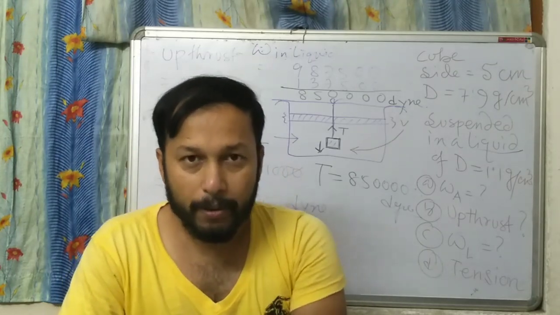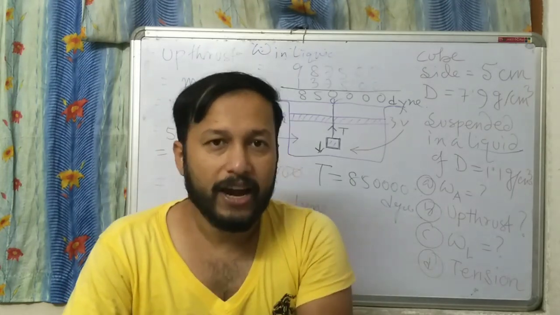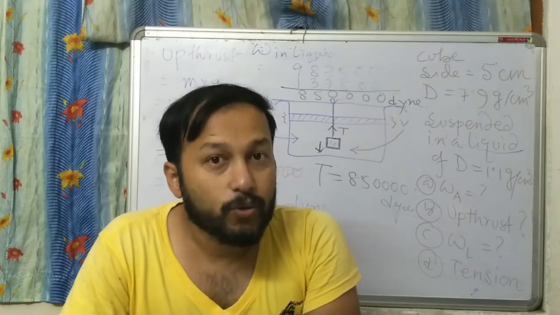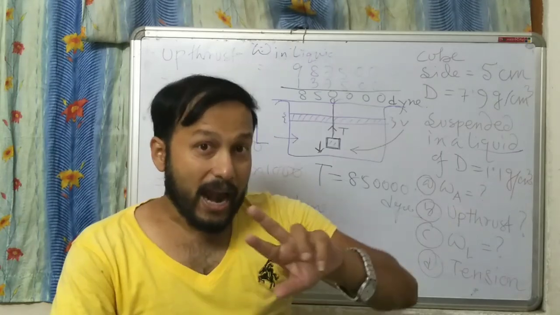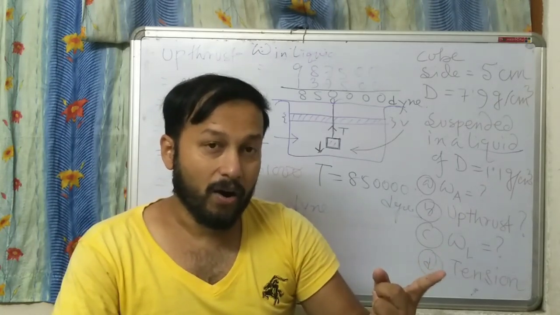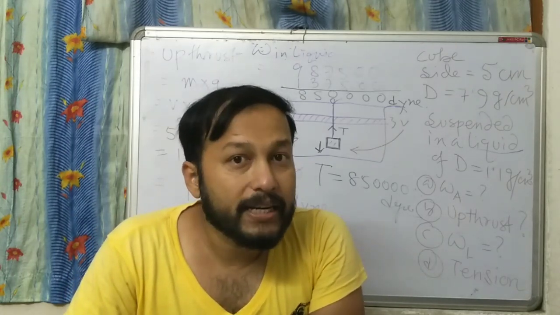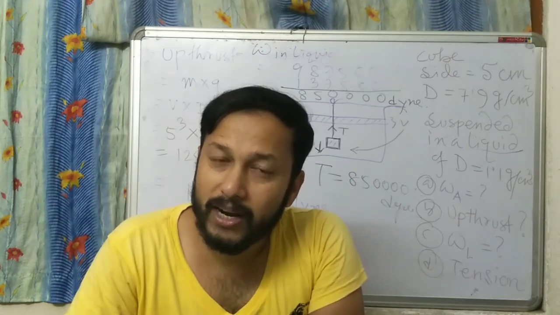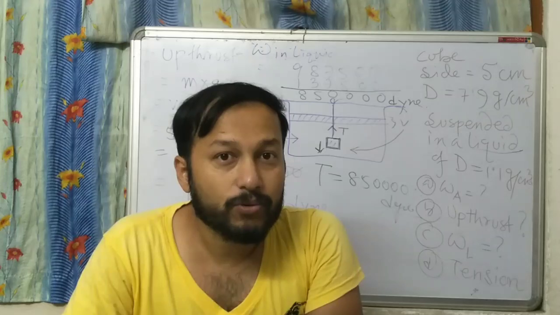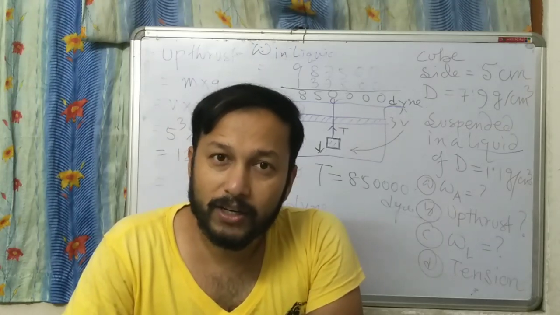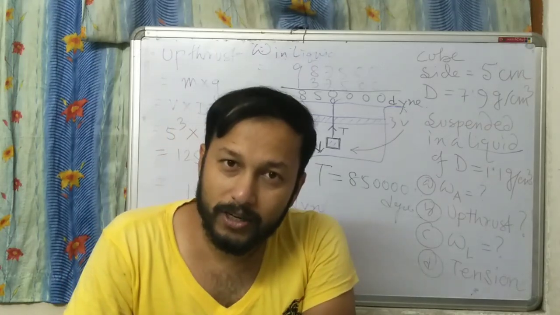And one more thing you have to remember, that in CGS system, the value of gravity is 1000 centimeter per second square. And in SI system, the value of gravity is 10 meter per second square. Understood? 10 meter per second square, and in CGS system it is 1000 centimeter per second square. Got it? So in this way you will calculate and you will solve these sums. Understood? Thank you.